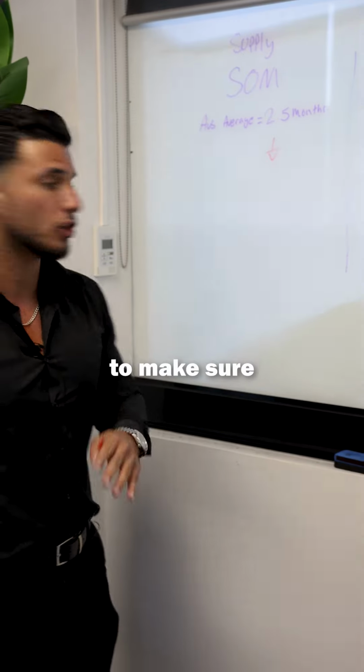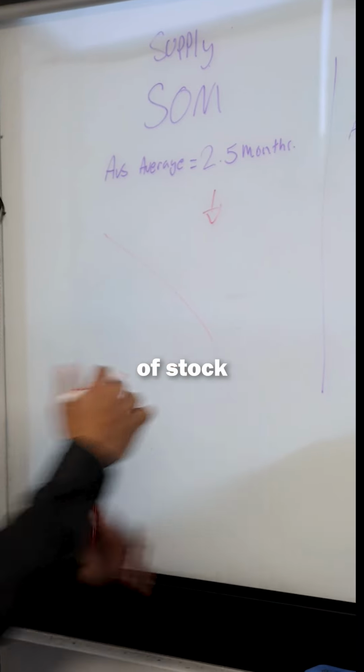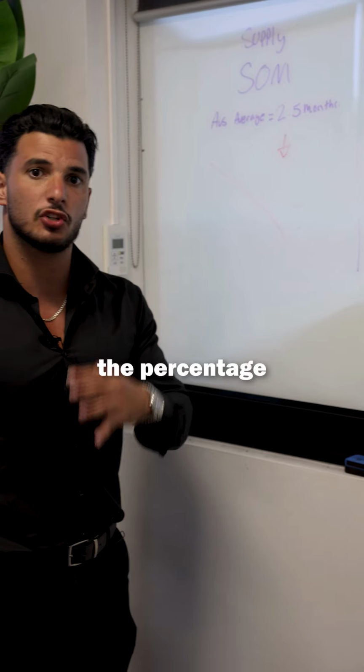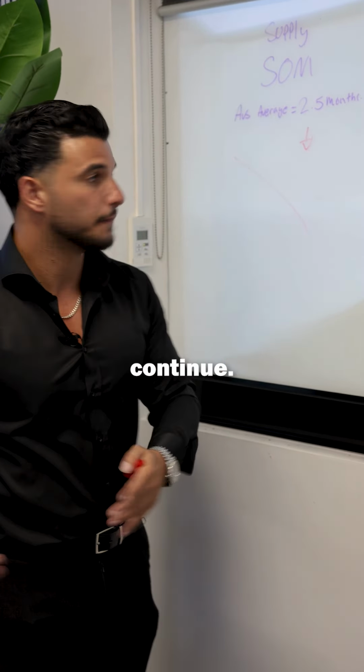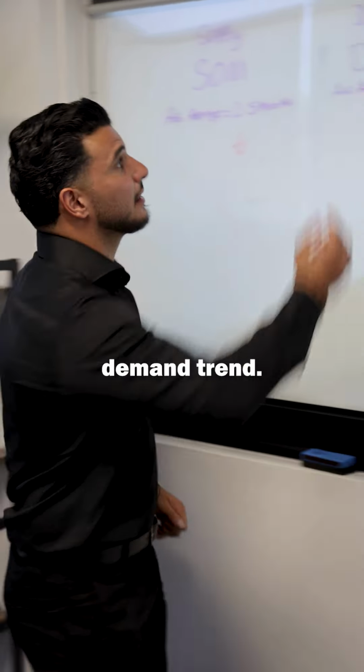You also want to make sure that the trend of stock on market, the percentage of properties on the market, is getting lesser and lesser as the months continue. The next thing you want to look at here is the demand trend.